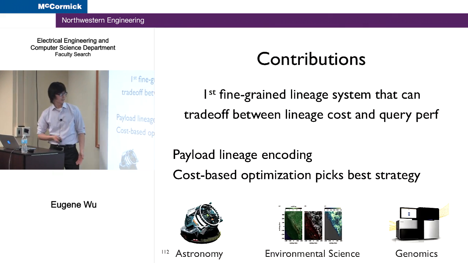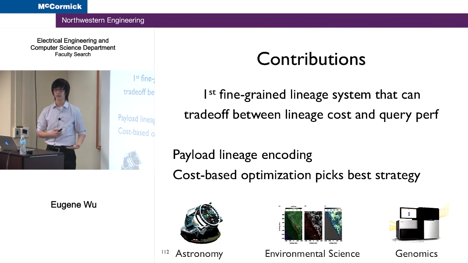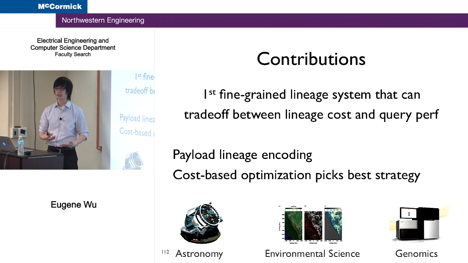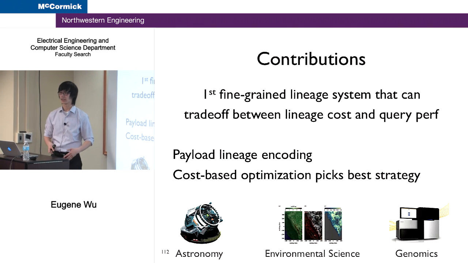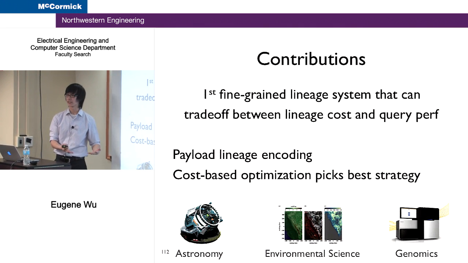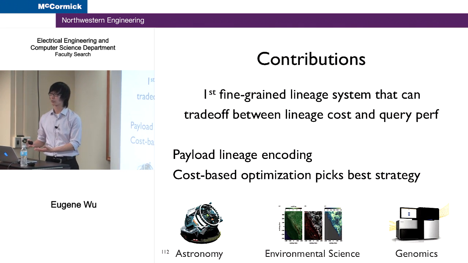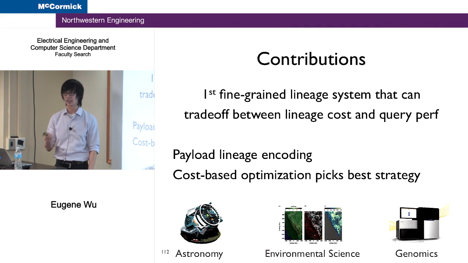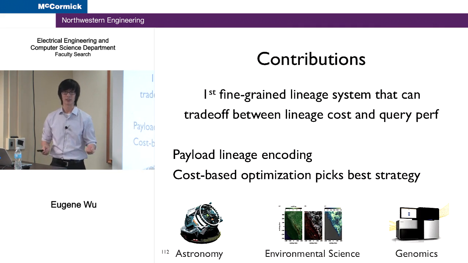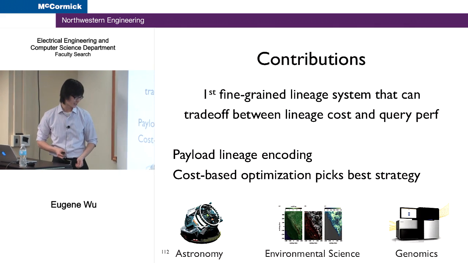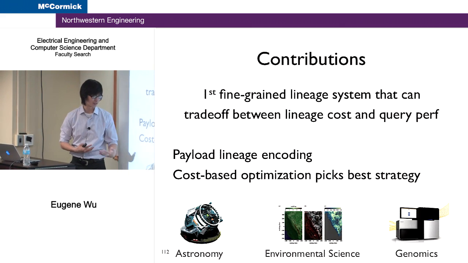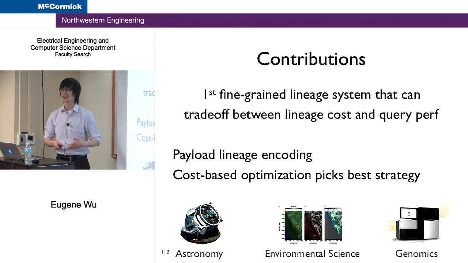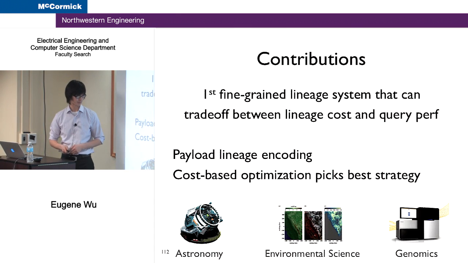And so Sub-Zero is the first fine-grained lineage system that can allow the developer to make these trade-offs between the cost of storing these auxiliary data structures and the lineage query performance. And our techniques are being implemented in SciDB that I think Jenny probably told you about last week. And so SciDB is being used by astronomers, environmental scientists, and genomists, and other science domains.